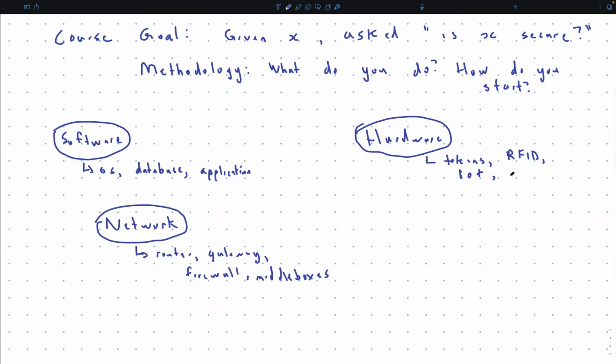Okay, what are other things besides software, hardware, and network? Does that cover everything? What other courses do you take? Okay, protocols. So 6110 or 6120 would be protocols. It might be some sort of cryptographic thing. Could be a network protocol.